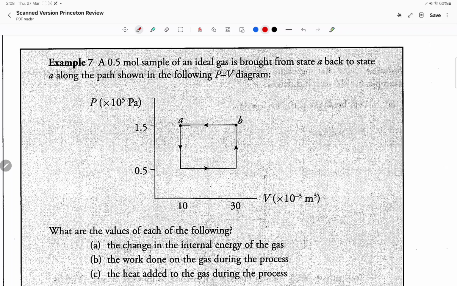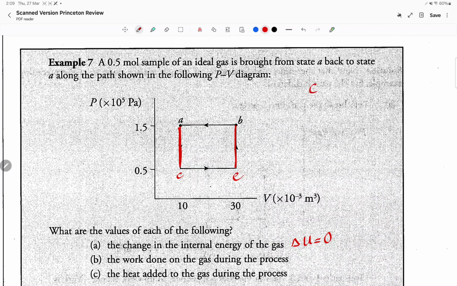Yeah, but here in example 7, we're starting at A. We're going to go back to A. So what's the delta U? 0. If you start at one point and you go back to it, the rule says that delta U is 0. Okay. The work done: let's call this C, let's call this E. From A to C, how much is the work done? 0. How about from E to D? Same thing. 0. So we just care about C to E and B to A.